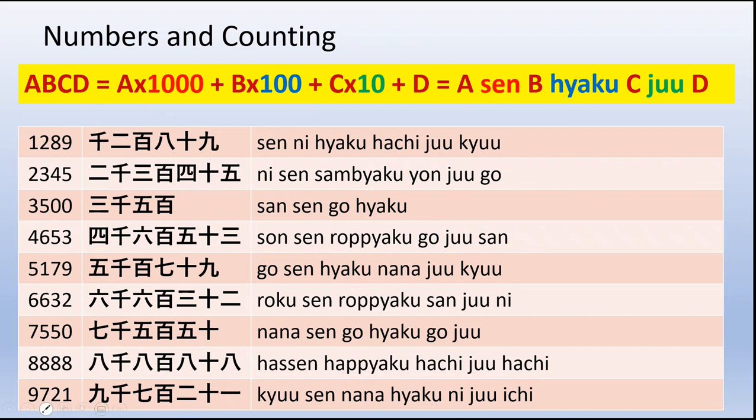And the last example on this slide is 9721, which is Kyusen nana hyaku niju ichi. Kyusen is 9000, nana hyaku is 700, niju is 20, and ichi is 1. So 9721 is Kyusen nana hyaku niju ichi.